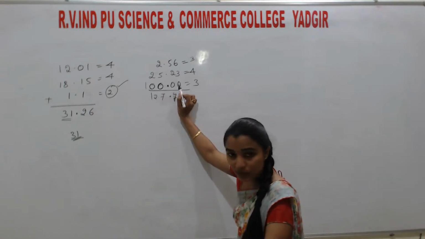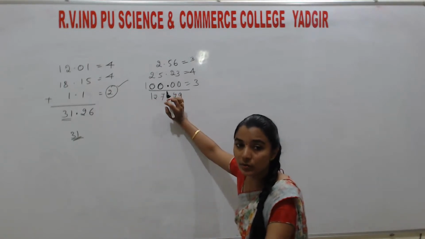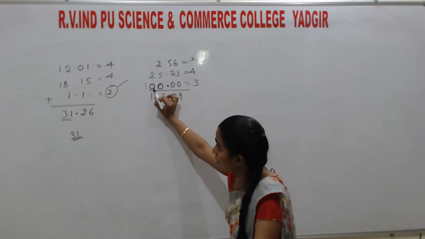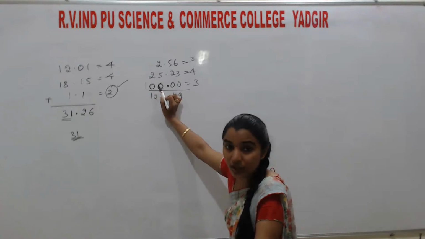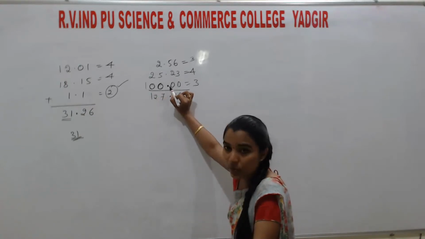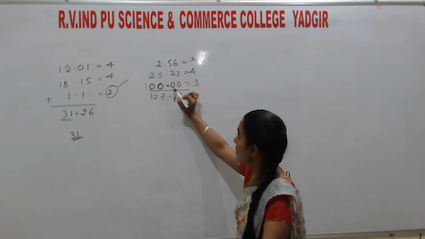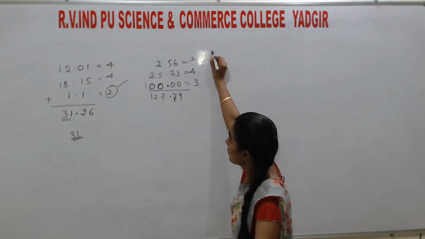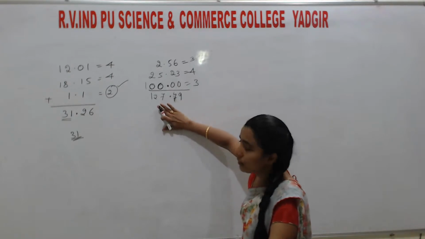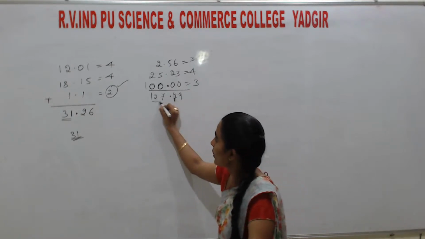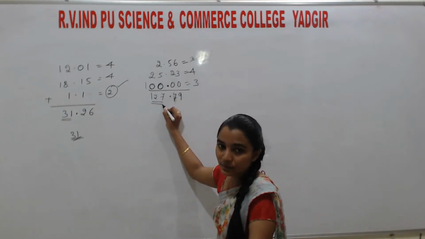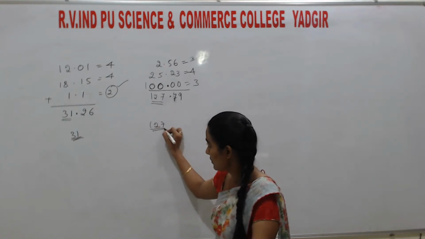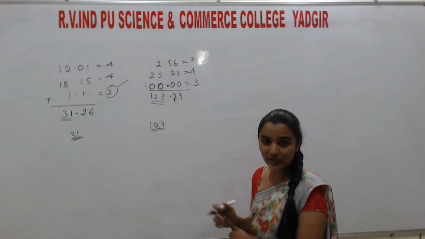Okay? After the decimal point, the zeros are not countable because they tell about the position. But here, 100 is significant because the decimal point is there. Understand? So 3. So the minimum significant figure is 3. So the answer should be 3 digits. That is 127. Okay, so your answer is 127. Actually, this is not the correct answer. I am just telling you.